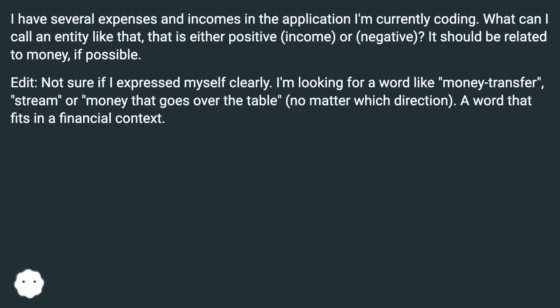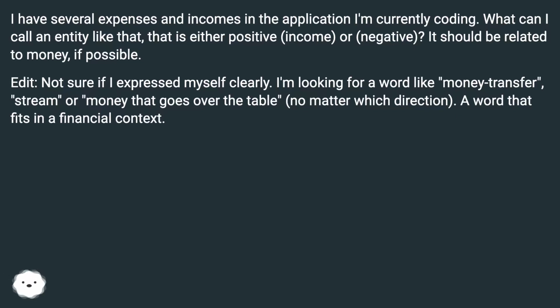Is there a hypernym for expense and income? I have several expenses and incomes in the application I'm currently coding. What can I call an entity like that is either positive, income, or negative? It should be related to money, if possible.